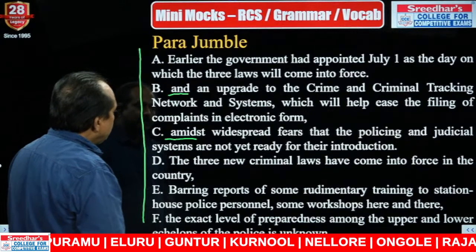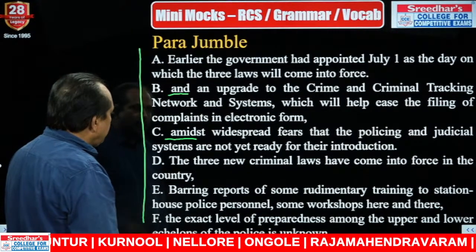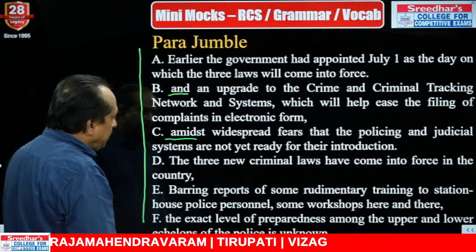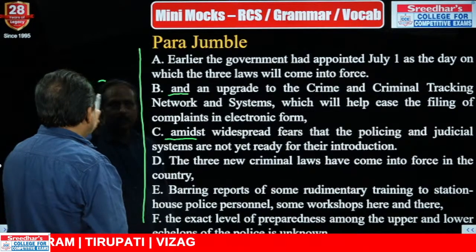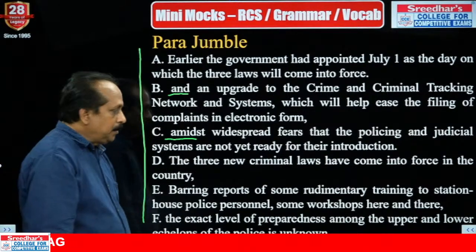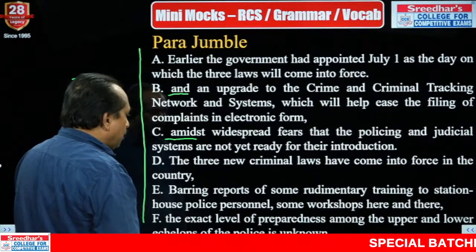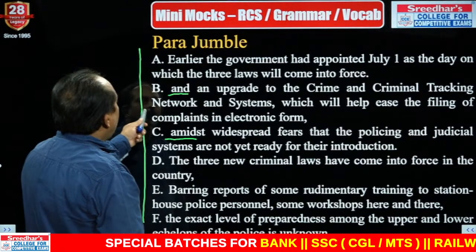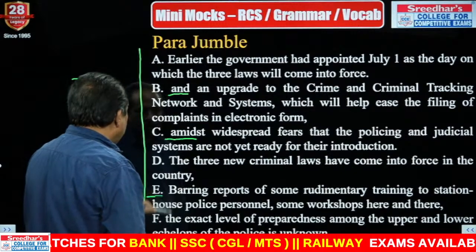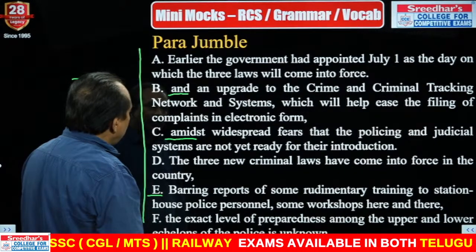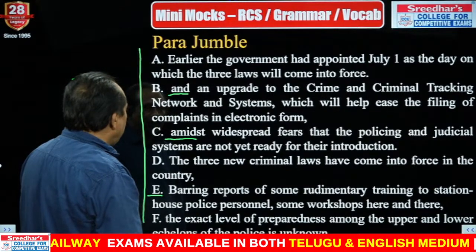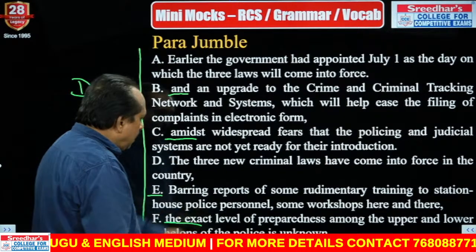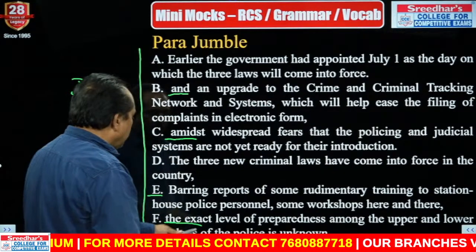What is the second one? They have come into force in the country amidst widespread fears that the policing and judicial systems are not yet ready for their introduction. That means DC is one pair. After that, what? Barring reports of some rudimentary training to station house police personnel, some workshops here and there, and an upgrade to the crime and criminal tracking network and systems, which will help ease the filing of complaints in electronic form. Barring these, the exact level of preparedness among the upper and lower echelons of the police is unknown.